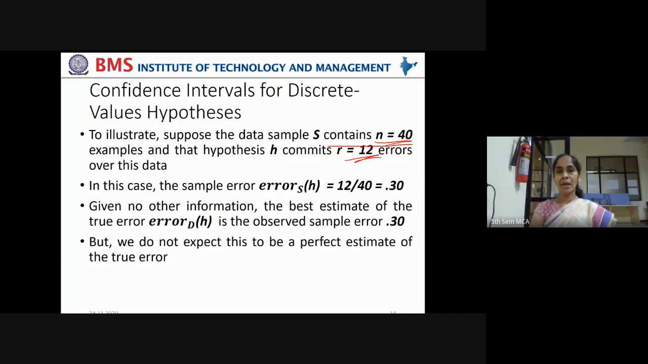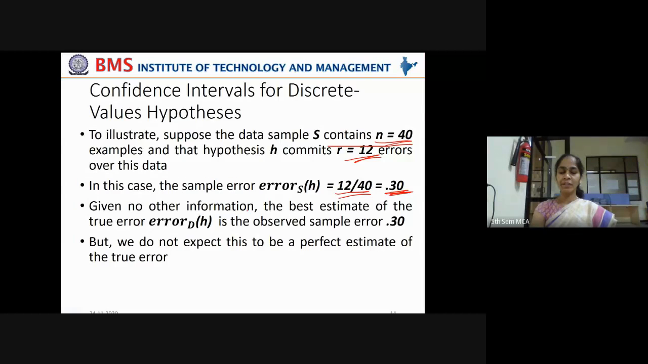Now, tell me, what is the sample error? 12 errors are committed out of 40 data points. So what would be the sample error? 12 divided by 40, and that is 0.30. In percentage, it is 30%. Because errors we normally represent between 0 and 1, we are writing it as 0.30.